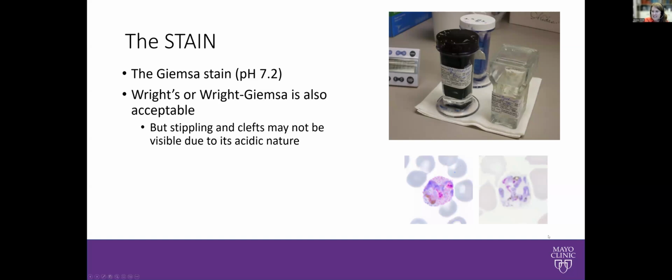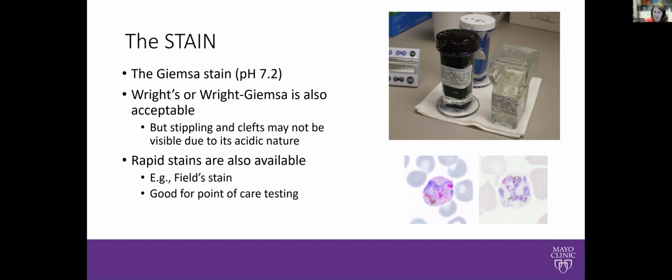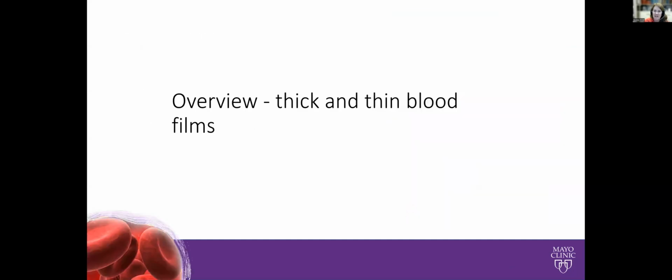So here's a nice example of Schüffner's dots in a case of Plasmodium vivax, and you can see the Schüffner's dots very clearly here. This is a different case with the Wright-Giemsa stain, and the Schüffner's dots are missing. You can still make the diagnosis, but you just have one less helpful feature in making that diagnosis. There are also rapid stains. There's a stain called Field's stain, which is good for field use, rapid point of care testing.